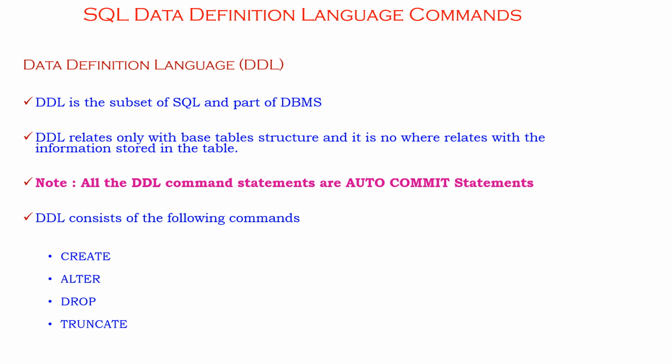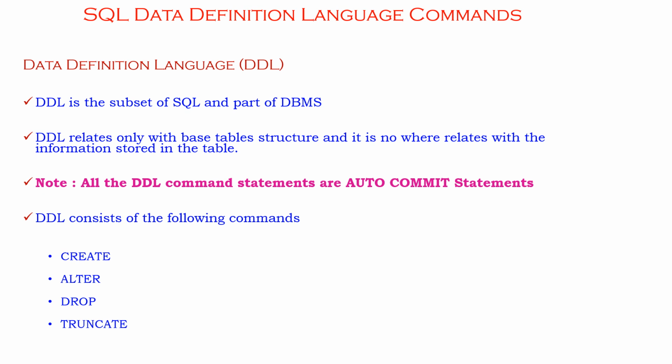As the term data definition stands for, here we deal only with the database table structure. We need to define the structure for a table. You can modify the structure of the table, you can drop a table, and also you can truncate a table. The design of the schema can be modified, and it is nowhere related to the information stored in the table. The entries available in the table are not modified with the help of DDL. They are modified with the help of data manipulation language commands.